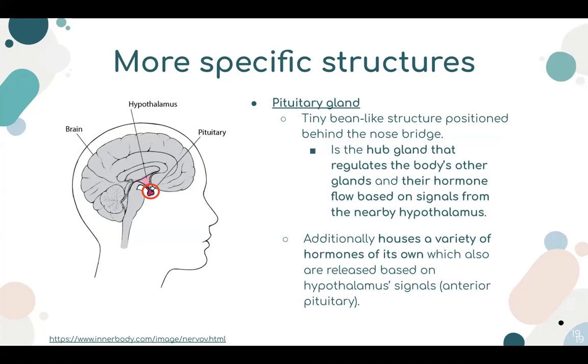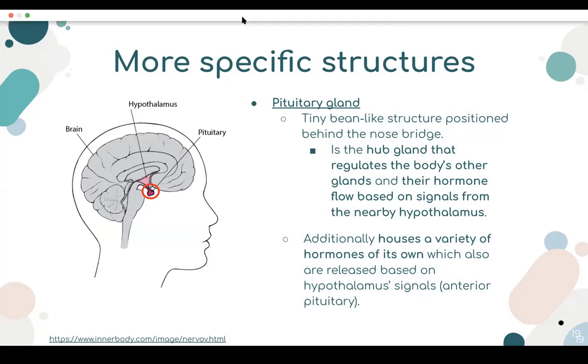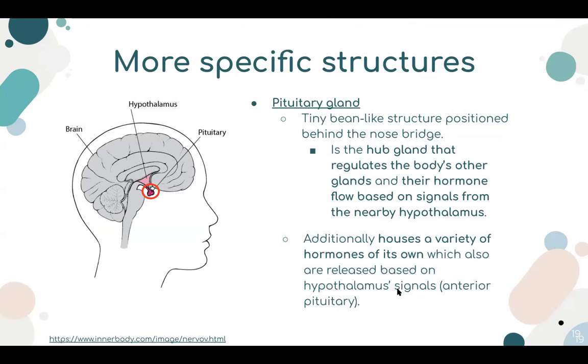So the more specific sector is the pituitary gland. This is a part of your endocrine system, and it is a tiny bean-like structure positioned just behind the nose bridge. It's a hub gland that regulates the body's other glands and their hormones, and they flow based off signals from the nearby hypothalamus. It actually works through a portal system, which is kind of cool. Additionally, this houses a variety of hormones of its own, which are also released based on hypothalamus signals from the anterior pituitary.